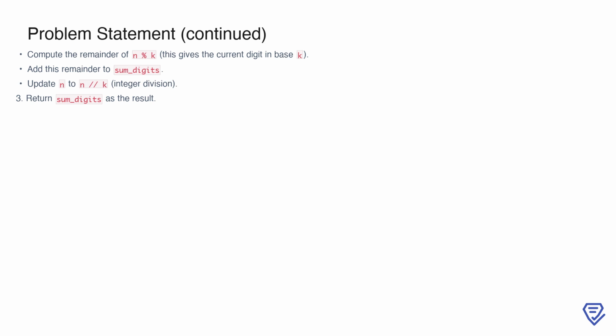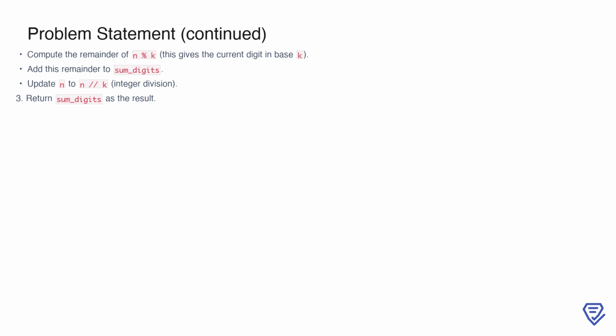Here's the step-by-step approach. First, initialize sum_digits to 0. Then, while n is greater than 0, compute the remainder of n when divided by k using the modulus operation. Add this remainder to sum_digits. After that, update n by performing integer division of n by k, which reduces n for the next iteration.